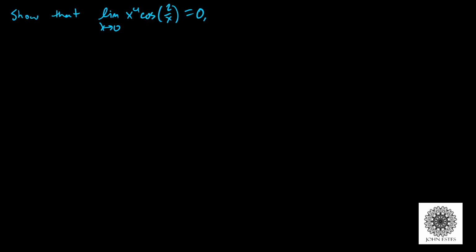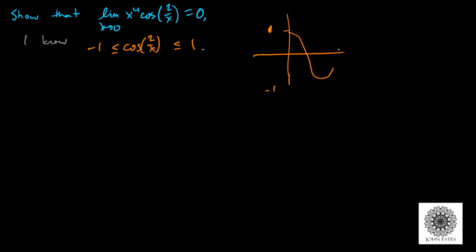Okay, now how is that useful here? Because I know something. What I know is that cosine of 2 over x is trapped between the value -1 and 1. How do I know that? Because if you look at the graph of cosine, it goes between 1 and -1. And it just kind of oscillates back and forth for any value of x. Okay, so cosine of 2 over x is trapped between -1 and 1.